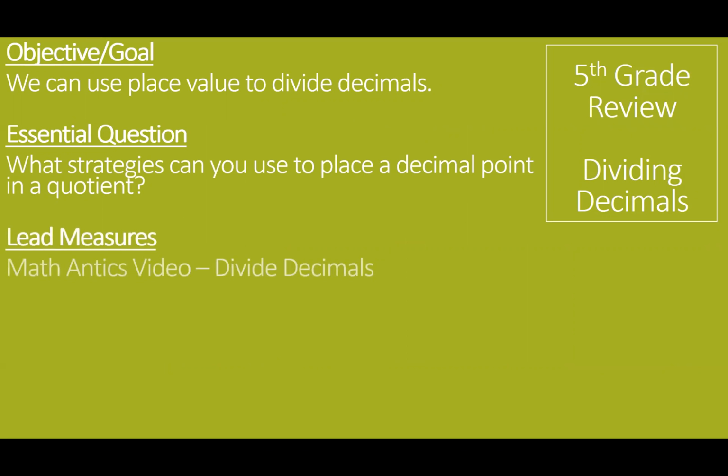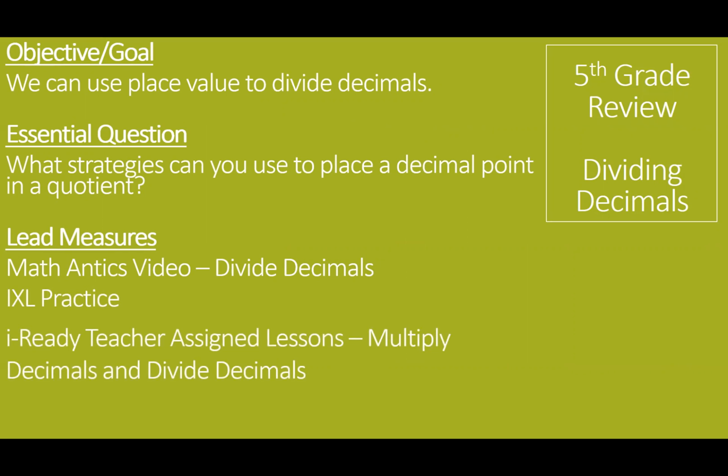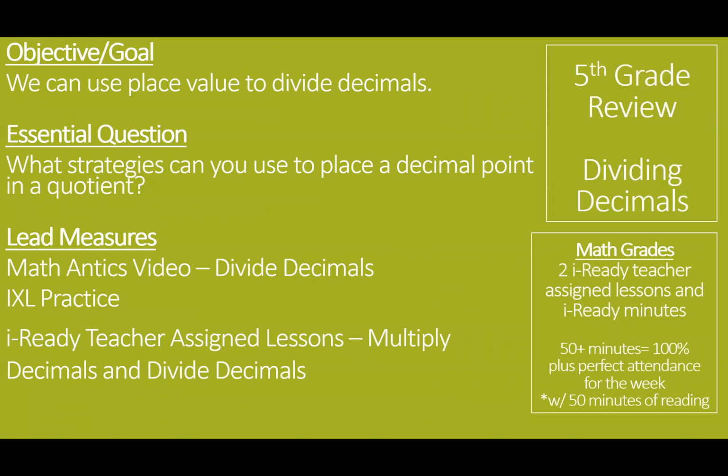Here are the lead measures for today. We've got a Math Antics video, IXL practice, and your teacher-assigned lessons, multiply decimals and divide decimals. And don't forget to get perfect attendance. You need 50 minutes math and 15 minutes reading. If you have 50 minutes math and only 40 minutes reading, then you will be absent for one day. If you have 1,000 minutes math and 5 minutes reading, that means you will be absent for all 5 days. You have to have 50 in each subject. That's really important.